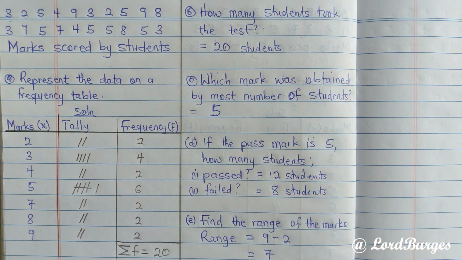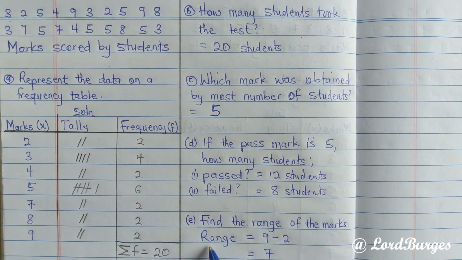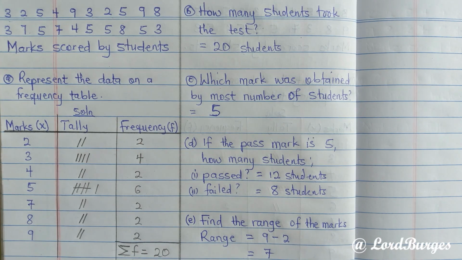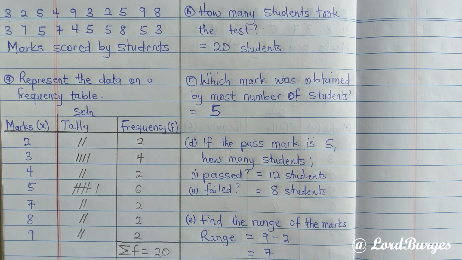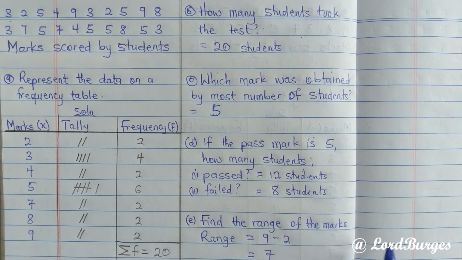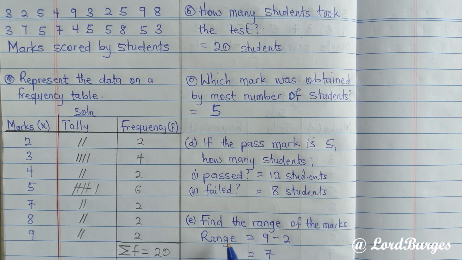So the gap, which is the range, the gap between the one who scored the highest mark and the one who scored the lowest mark is 7. So the highest person is 7 marks ahead of the lowest person. That is what the range means. Therefore, when you are given similar examples, you should be able to answer the question.